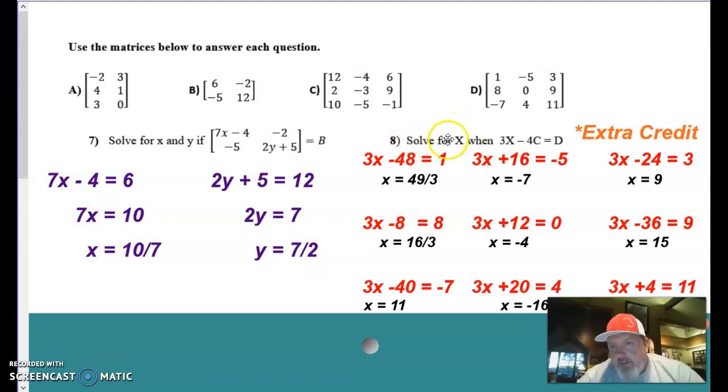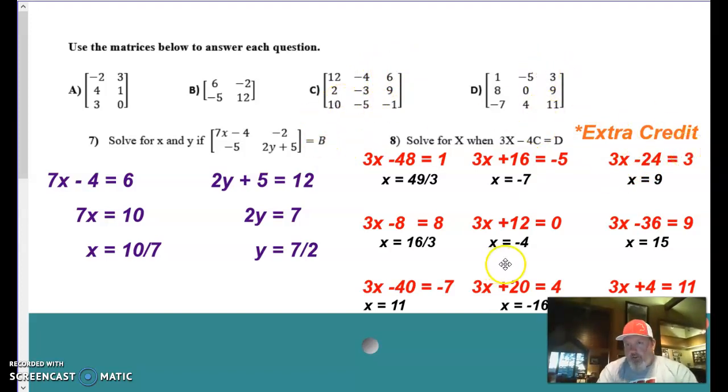All right, number 8. They actually want matrix x, so that's a matrix we're trying to find. To find this, we're going to do 3 times x, this unknown matrix, minus 4C. Well, we have C right here. And so 4C would be if we multiplied all of these numbers by 4, and then it's got to equal the numbers in D. Again, I don't know what the x value is. So 3x minus 4 times 12 has to equal 1. And 3x minus 4 times negative 4 is plus 16 equals negative 5. 3x minus 4 times 6 is negative 24 equals 3.